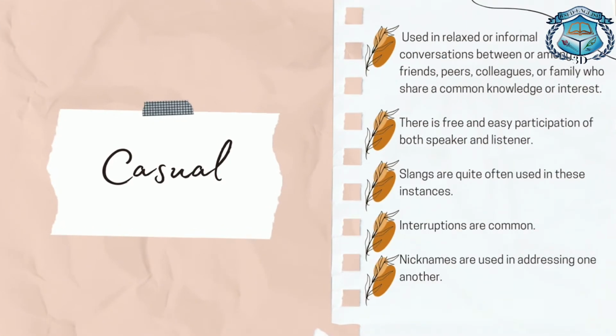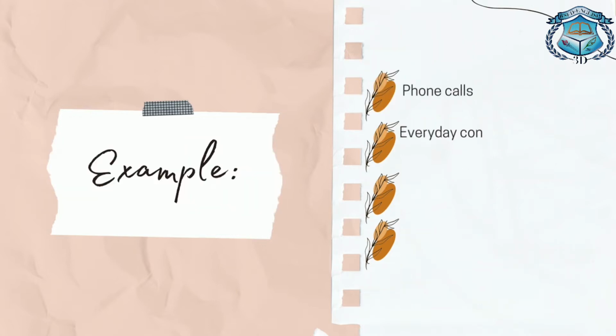Casual. Used to relax or for informal conversations between or among friends, peers, colleagues, or family who share a common knowledge or interest. There is free and easy participation of both speaker and listener. Slang is quite often used in these situations. Interruptions are common. Nicknames are used in addressing one another. Examples: phone calls, everyday conversation with friends, chats, inside jokes with friends, and many more.